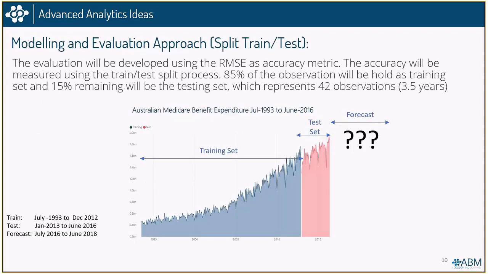Okay, now we are going to start. This is the data. This is the current data that we have. We have data from July 1993 to June 2016. So what are we going to do here? Basically, we are going to split this data between the training set and the test set, which is everything that we know. And what we don't know is the forecast, which is going to be July 2016 to June 2018. Even though this already happened, the data in data.gov.au is not available yet. So we are going to actually use that.